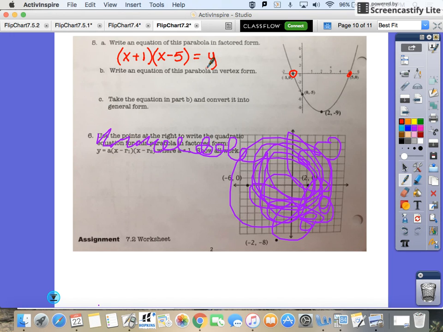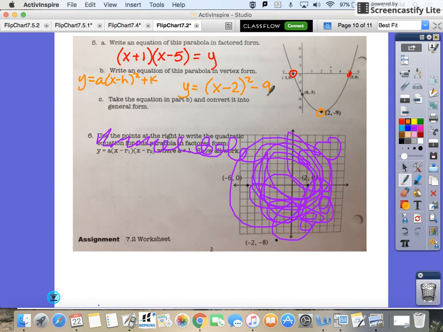Part B says write an equation of this parabola in vertex form. Vertex form means use the vertex. So we'll go y equals, and I'll tell you that a in this one is 1. We're not going to worry about scale factor right now, just more putting these coordinates into the vertex form. So a is 1, and we end up with y equals x minus the h, which is 2. Since this is a positive 2, inside it's going to be minus 2. And then this one's normal, so it's going to be minus 9 on the end. So that's our vertex form.